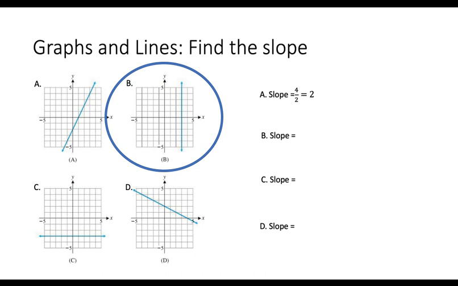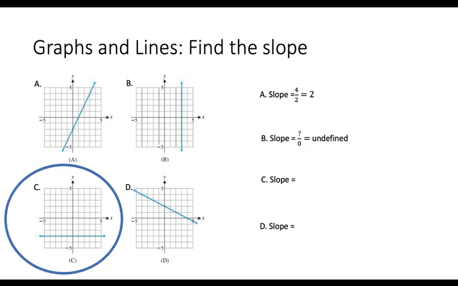Okay, let's look at letter B next. To find the slope of this line, look at this line. This line is a vertical line. So let's think about if we were going to count how many spaces up, and then how many spaces to the right. Well, there are no spaces to the right. So that means the denominator would be 0. Remember, when the denominator is 0, then the slope is undefined. That expression is undefined, so our slope is undefined.